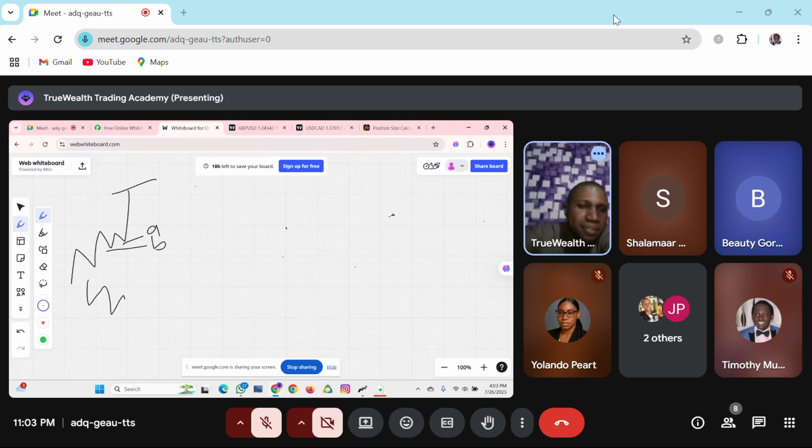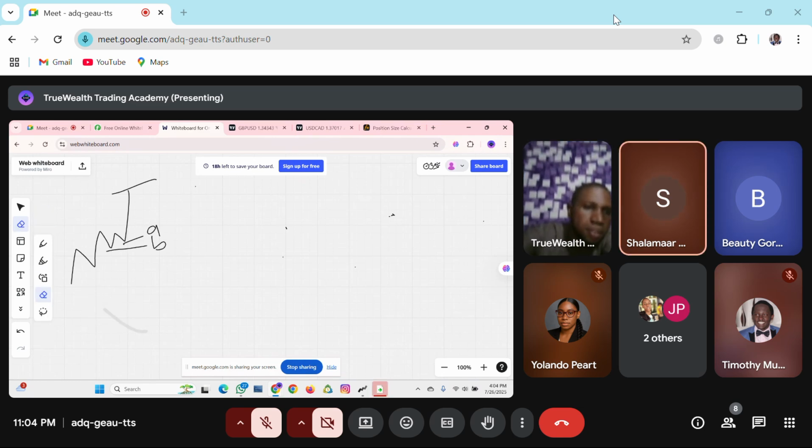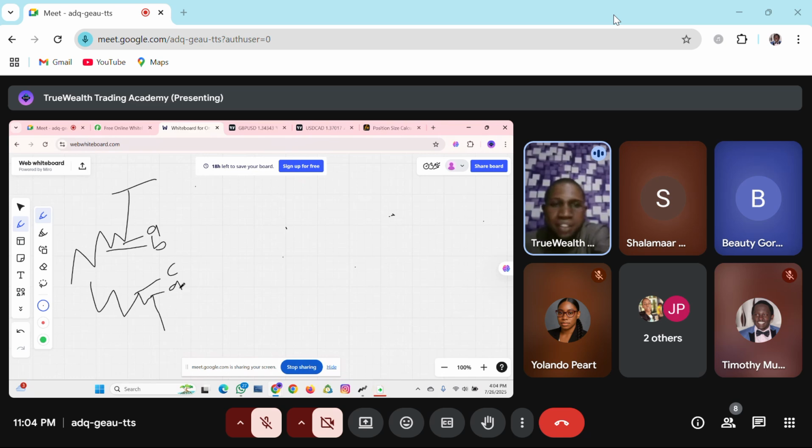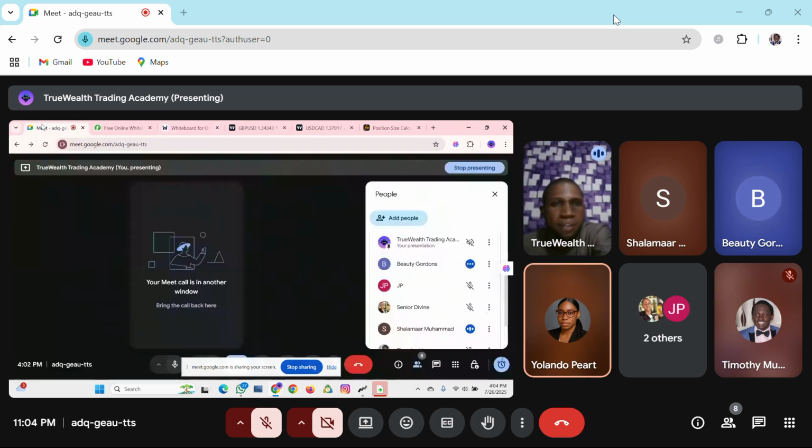So similarly, which one is the recent one? Is it A or C? The valid one. Which one is the valid one? Is it A or C? It's A, the lower high. A. All right. Hope it makes sense. Yeah, it does. All right.